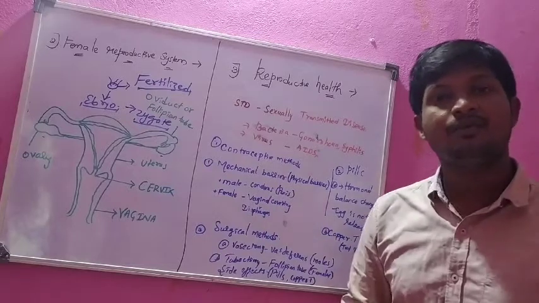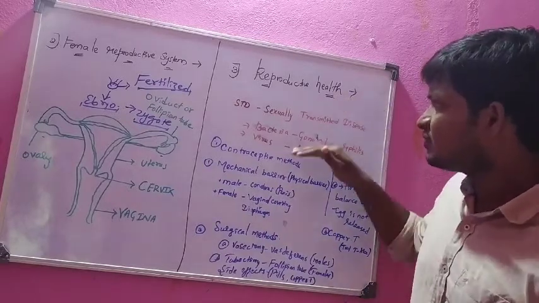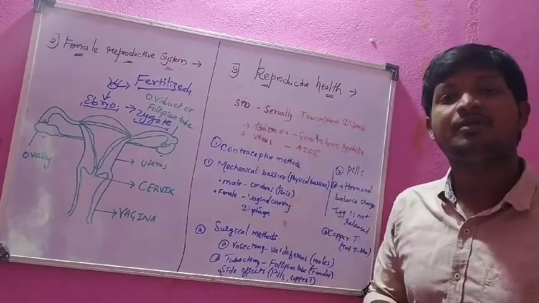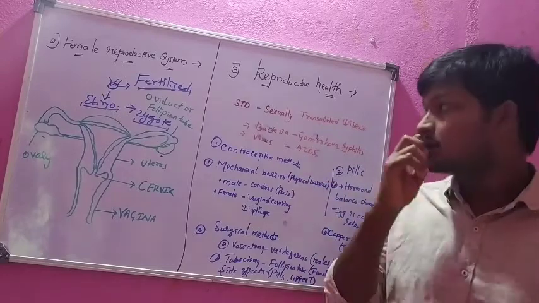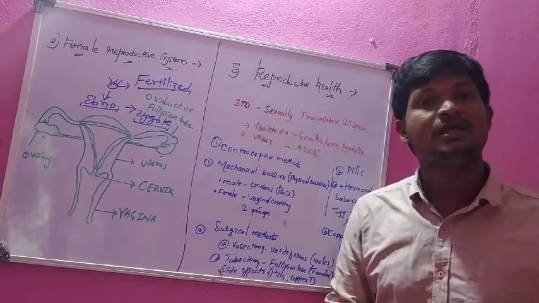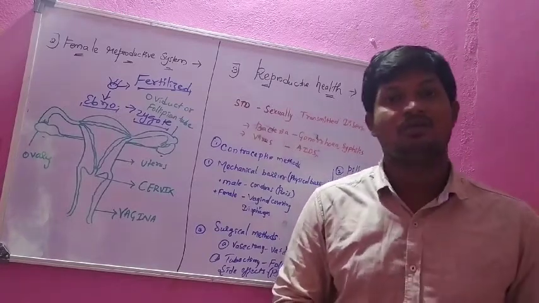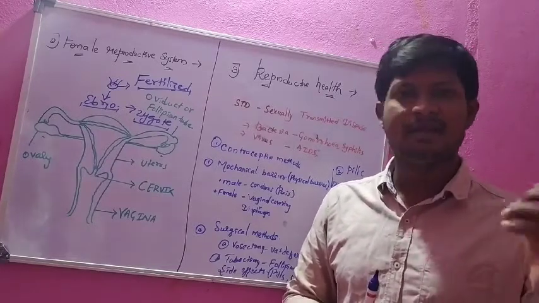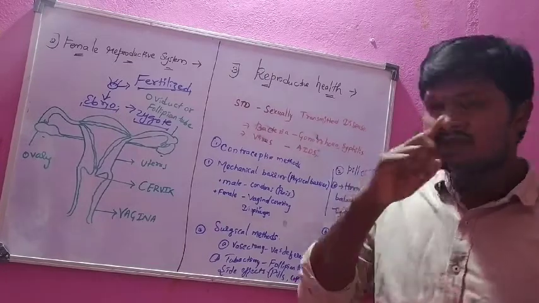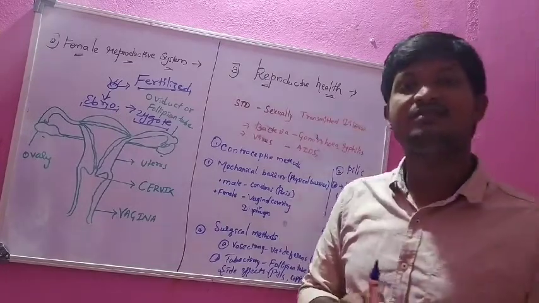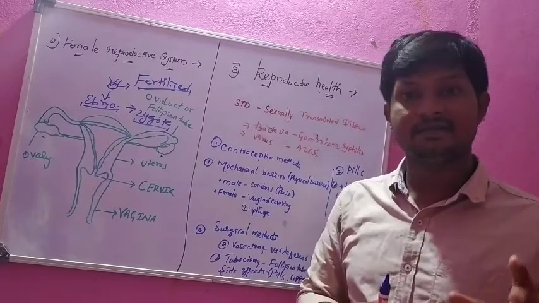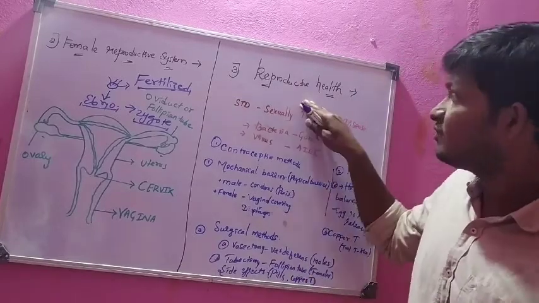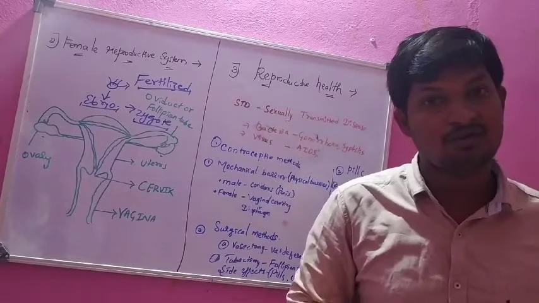Next is reproductive health. Here we need to know some sexually transmitted diseases and some methods of reproductive health. There are 3 important methods for reproductive health. First, you have to know what is meant by reproductive health. Reproductive health is a state of being healthy physically and mentally in a society, without diseases, especially reproductive diseases.